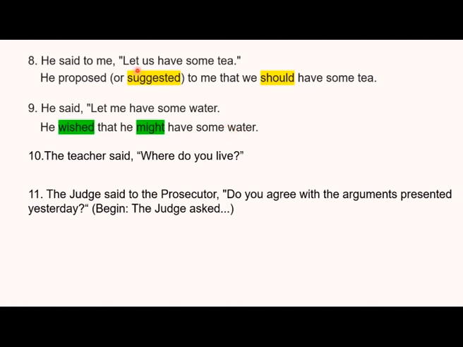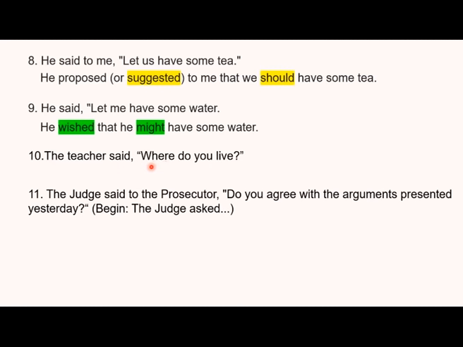So remember, if a sentence begins with let, it has to be changed into indirect speech. If it is a proposal or a suggestion, use should. If it is not a proposal or a suggestion, use might. The next one is again important. The teacher said, where do you live? Now, this again I have explained in a previous video. Let me have a quick revision.